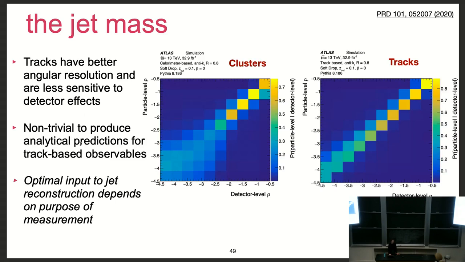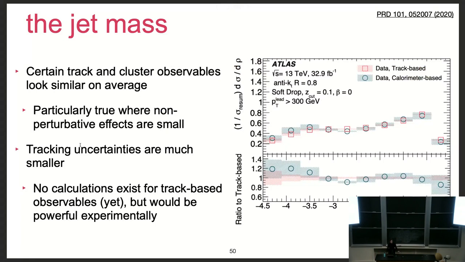Unfortunately, if you want to compare it to these predictions, this is not really possible with tracks because we don't have charged-particle-only predictions. But you can see a comparison here of a track-based versus a cluster calorimeter-based measurement of the jet mass, where in general the behavior of these is quite similar overall because this type of observable isn't so sensitive to any particular scale of how much energy you have. It's mass over pT. But you can see that in general, the track-based observables have much smaller uncertainties. So if you really want to get very precise, using tracks can be very important.